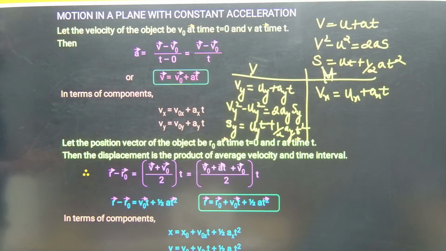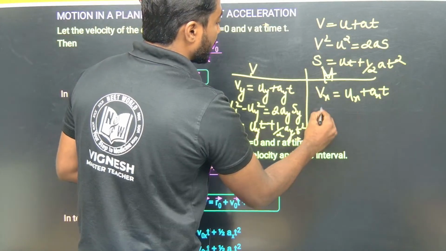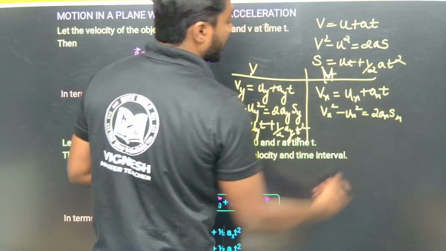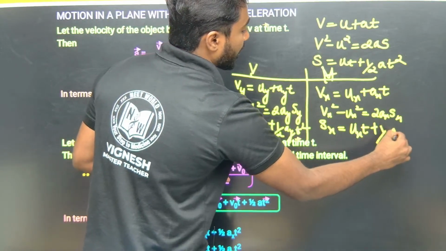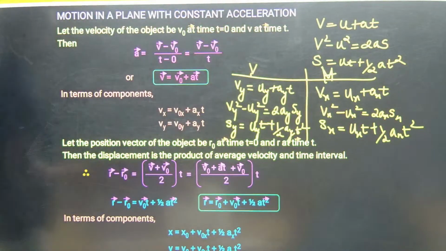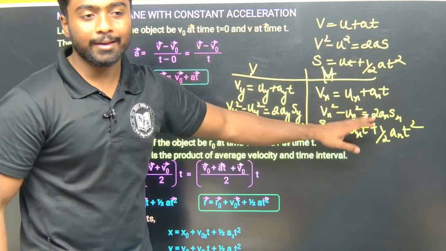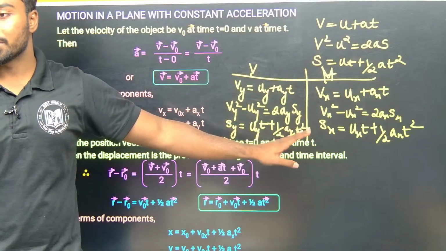Similarly for the two equations, you can note those equations. I will write the remaining thing here. So this is vx square minus ux square equals 2ax sx, and sx is equal to uxt plus half axt square. So in terms of components they have given here. The only thing you should remember: vertical is y axis, horizontal is x axis. Take the components separately and solve with the same kinematic equations.